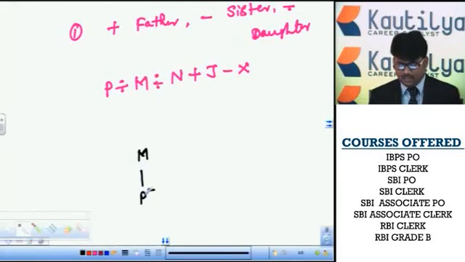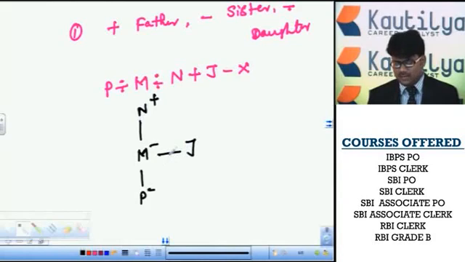Next, M divided by N means M is the daughter of N. M is a minus symbol, denoted in a downward direction from N. Next, N plus J. Plus means father of J. N is denoted as a plus symbol, father of J. Already N is a parent of M, and M and J are siblings.